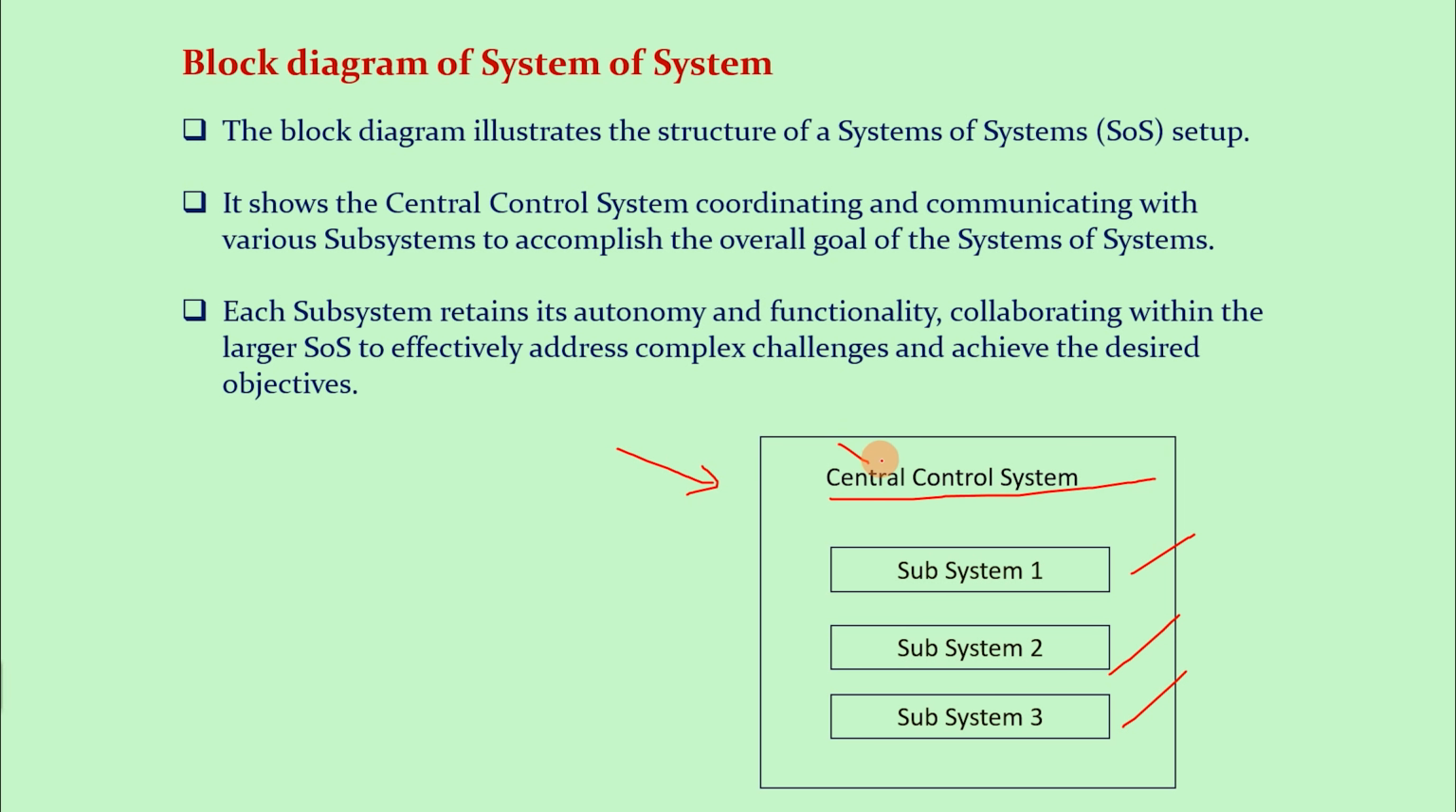Here is the central control system which coordinates and communicates with various subsystems to accomplish the overall goal of the system of systems. Each subsystem retains its autonomy and functionality, collaborating with the larger SOS to effectively address complex challenges and achieve the desired objective. So it will retain its autonomy. It will also retain its autonomy and functionality. It will also do its function, and all these three will do the task to meet the requirement or to accomplish the goal of this complete SOS. So this is the purpose of SOS.